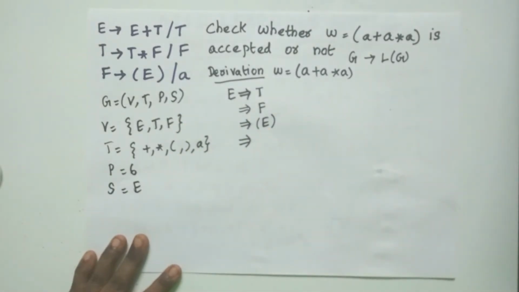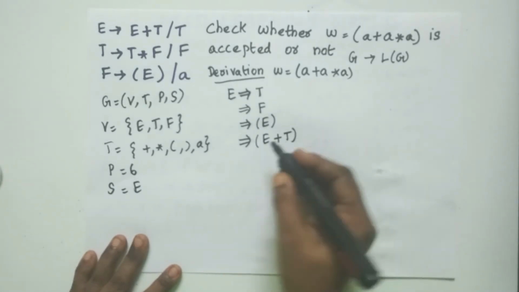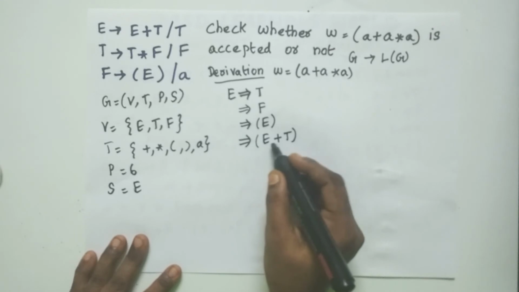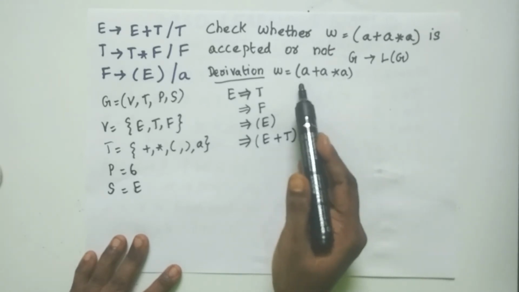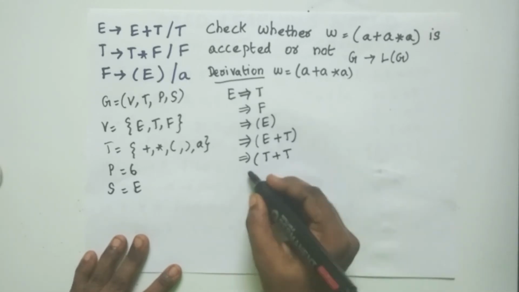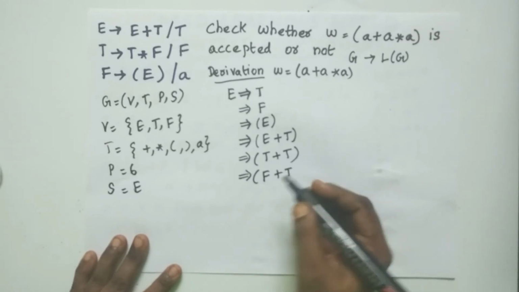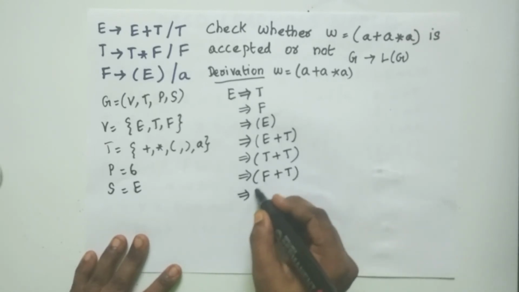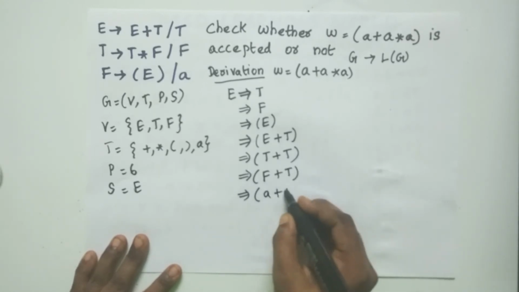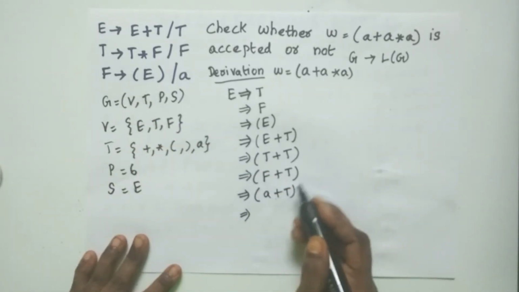So for this E, what can you expand? E can be expanded with E plus T. Now what can you expand for this E so that you can get this A? You can expand this E with T plus T. Then again you can expand the first T as F plus T. Then for F you can substitute this A. Now your string is A plus A star A.